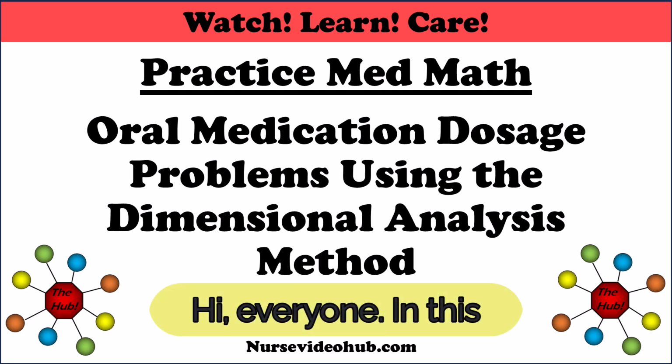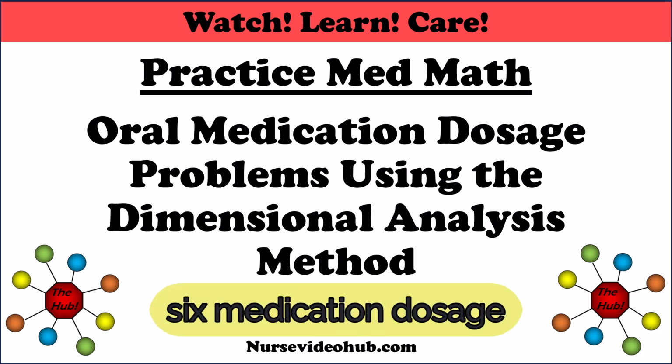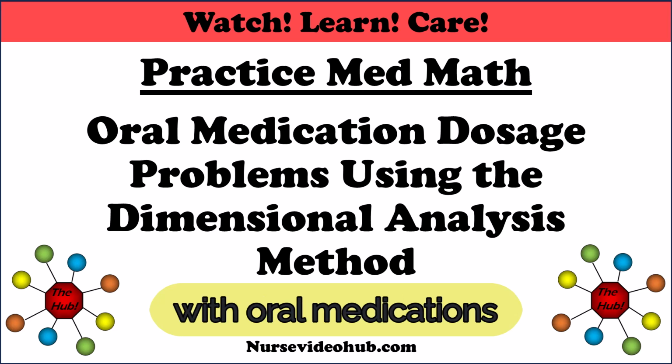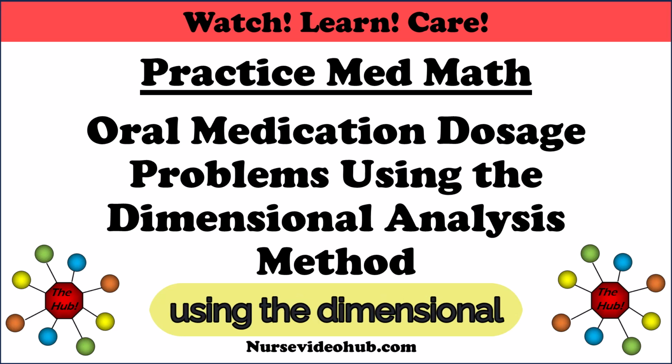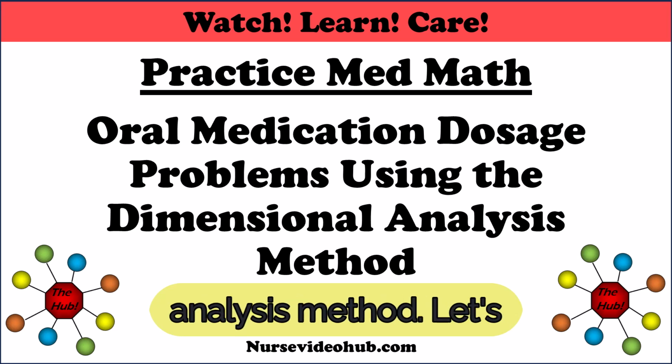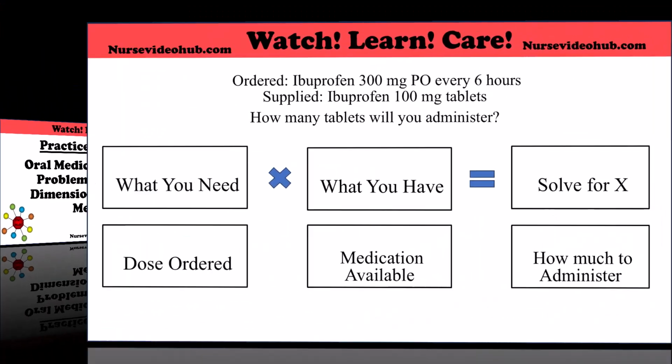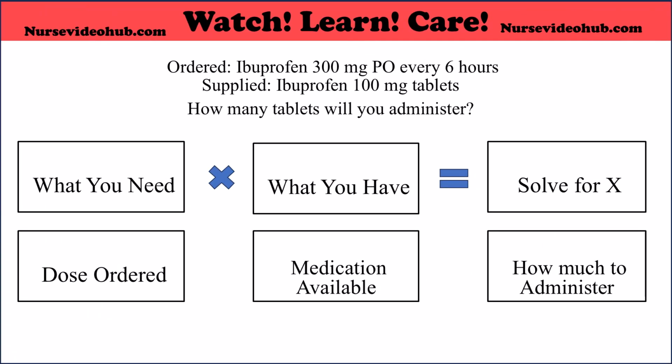Hi everyone. In this video, we'll practice 6 medication dosage calculation problems with oral medications using the dimensional analysis method. Let's get started. For the first practice problem, the order is ibuprofen 300 milligrams PO every 6 hours.